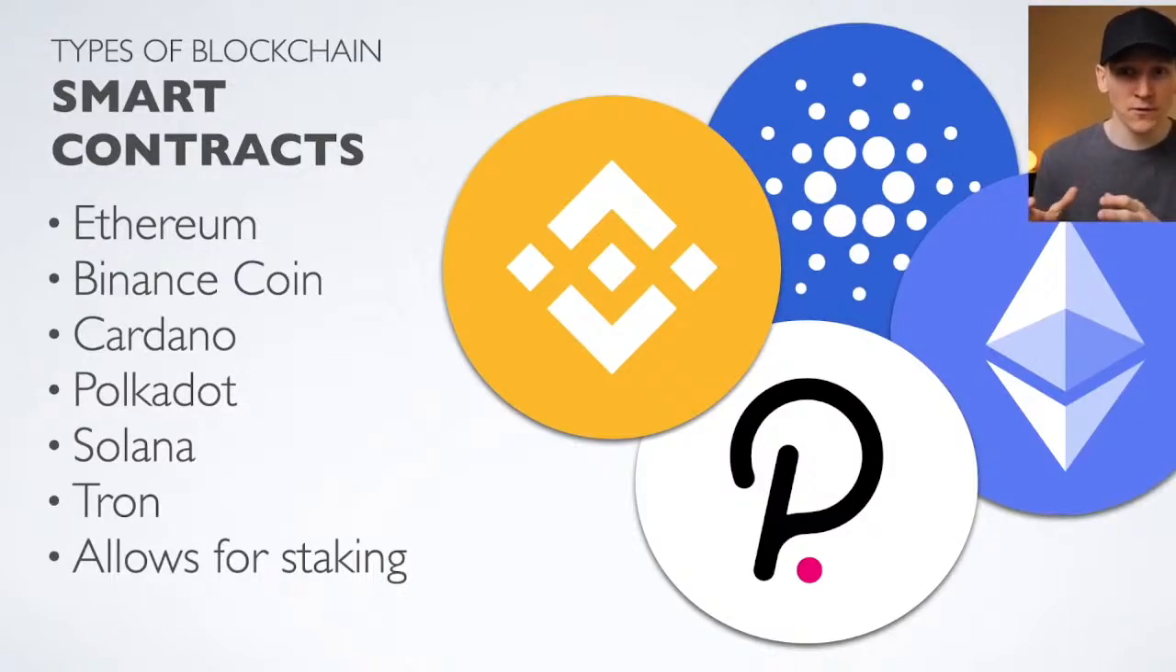So it's good to know the differences, because when you're investing in cryptocurrencies, you've really got to know what you're investing in. Are you investing in a main blockchain? Are you investing in a different type of token? So these are the main smart contracts blockchains right now. They are very different to the currency type blockchains.